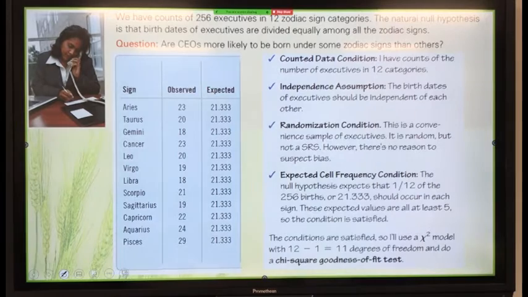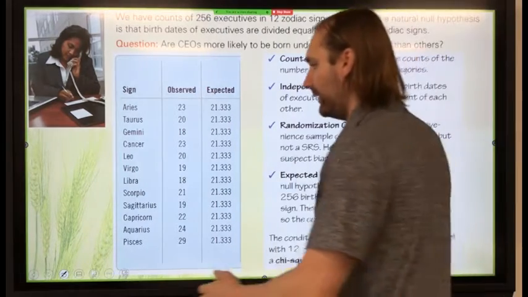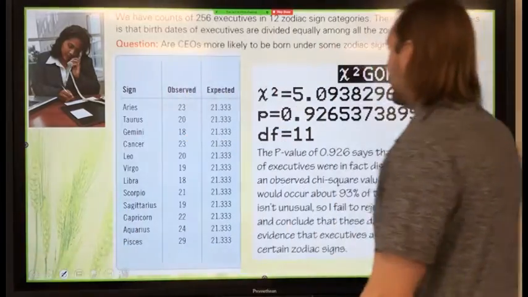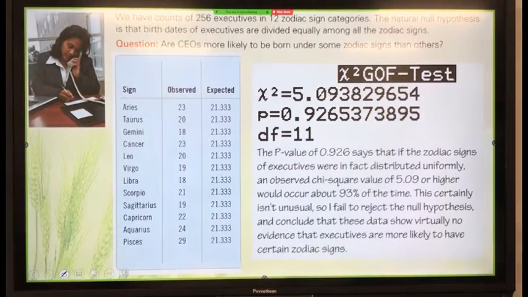Next, I need to calculate my degrees of freedom: 12 months, 12 cells, minus 1. My DF is 11. Now I have enough information to go to my calculator, and you should have gotten a p-value of this, right? 0.93. Pretty big. So do you reject the null or fail to reject the null? I fail to reject the null.